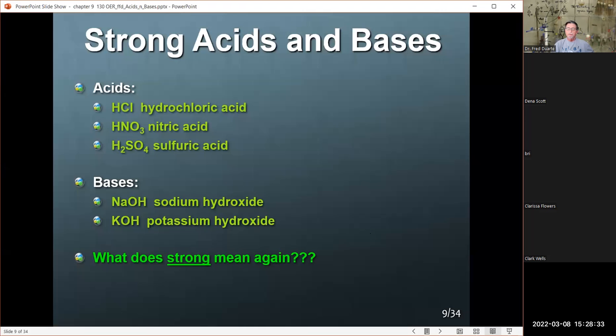Again, what does strong mean? That means that they are completely soluble in solution, making them strong. And then they're going to produce whatever ions they have. Sodium hydroxide will produce sodium ions and hydroxide. Okay? Now, take a note here.